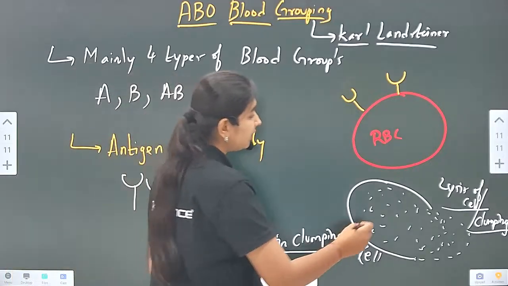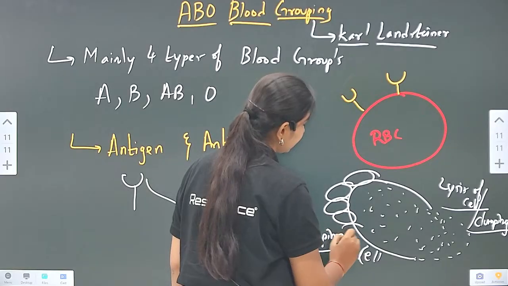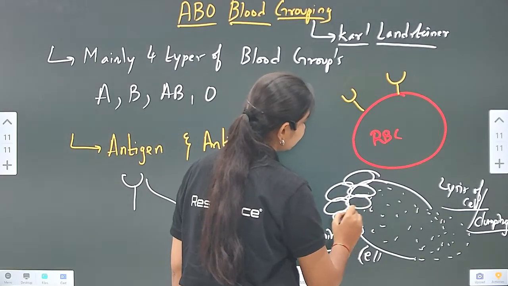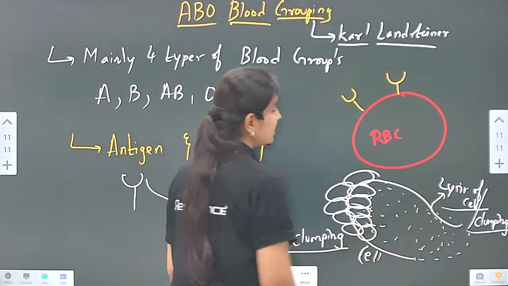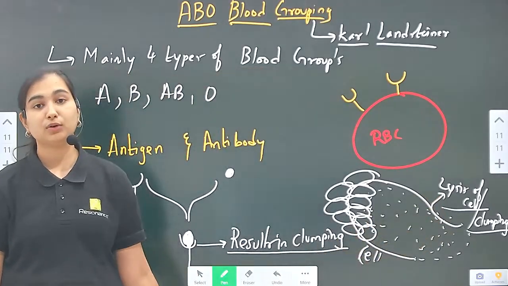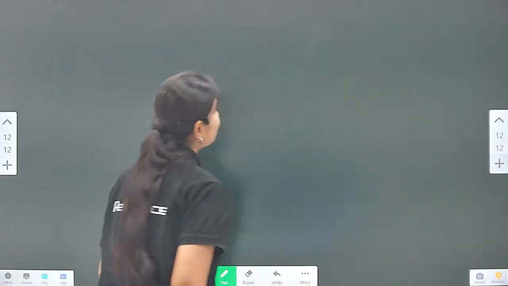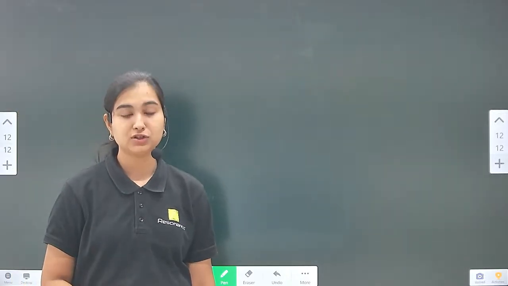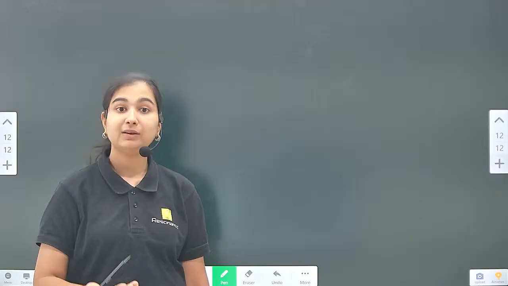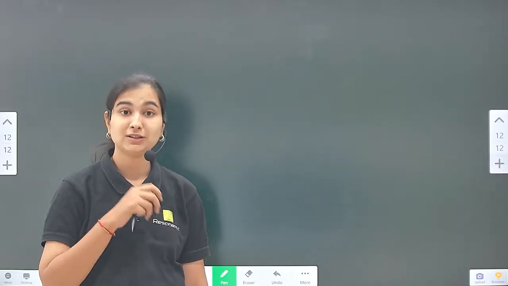After that, a few of them will stick to each other. All the cells will be sticking to each other, which later on causes the lysis. So this is what you call the clumping. Now let us understand how exactly this process happens. I think you are now clear with the terminology, what exactly is an antigen and what exactly is an antibody.